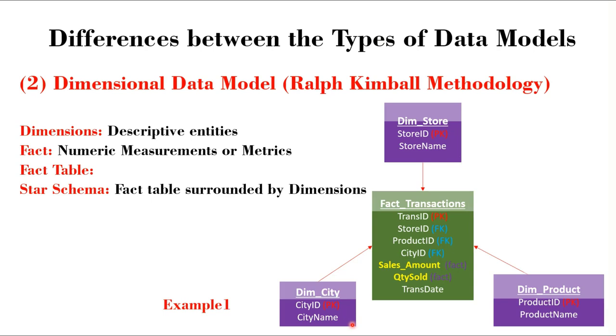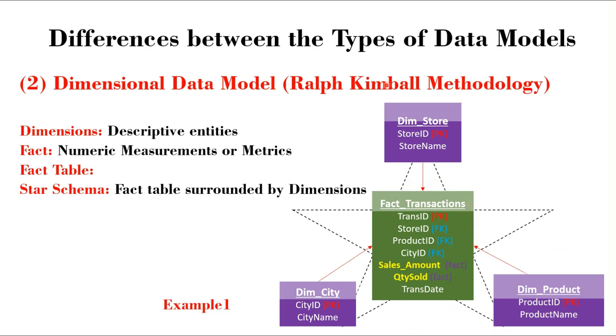And then we have to identify what we call facts. Facts are the metrics or numeric measurements, such as sales amount and quantity sold. Once we identify the dimensions and facts, we have to create the fact table. So the fact table will contain the facts, which are the metrics, and also foreign keys of all the associated dimensions. This diagram is often referred to as a star schema because we have a fact table in the center surrounded by multiple dimensions.